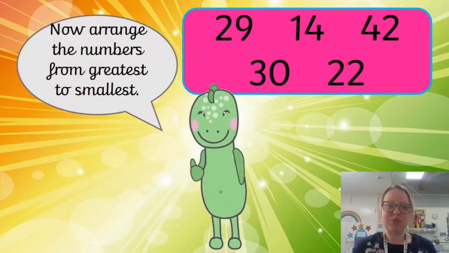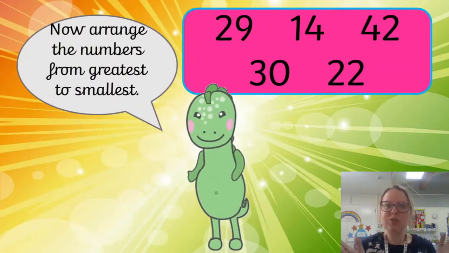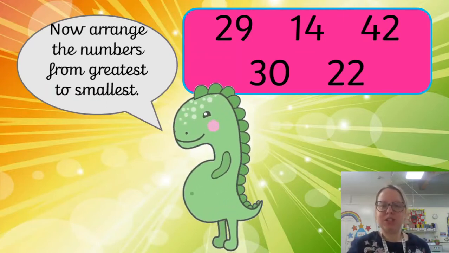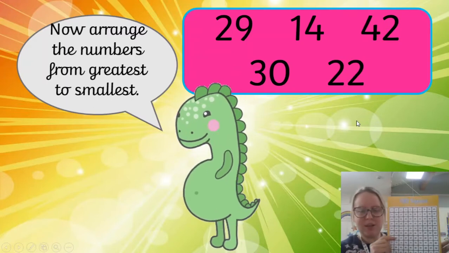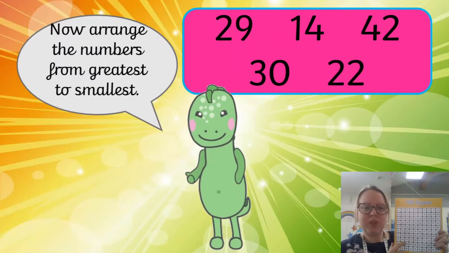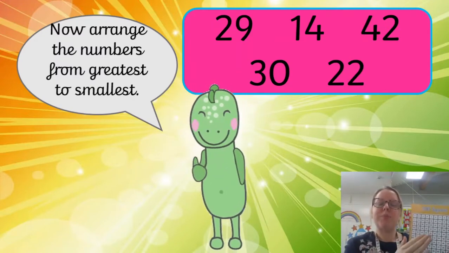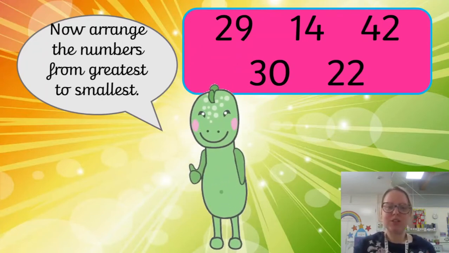Now our dinosaur is saying, can you arrange the numbers from greatest to smallest? So it's the opposite way round now. Now you need to look at these 5 numbers and see which is the greatest number, the biggest number on your 100 square. And you need to put the greatest number first and work your way backwards to the smallest number. Can you pause the video to do that now for me?